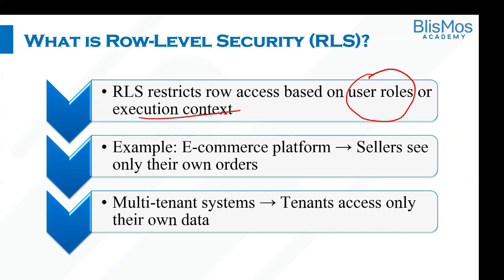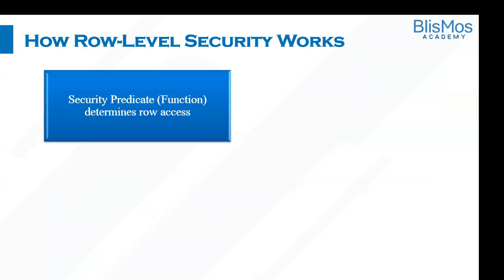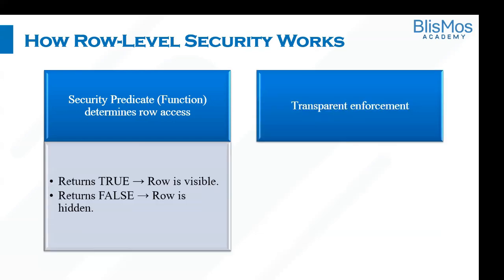Very simple and famous example here is an e-commerce platform. It has so many users. Okay. So many sellers. In that, sellers would see only their own orders. Okay. And when you have a multi-tenant, tenants will access only their own data. Okay. That is row level security. Basically, when we talk about row level security, it has two aspects. One is the security predicate, which determines the row access, and also something called transparent enforcement.